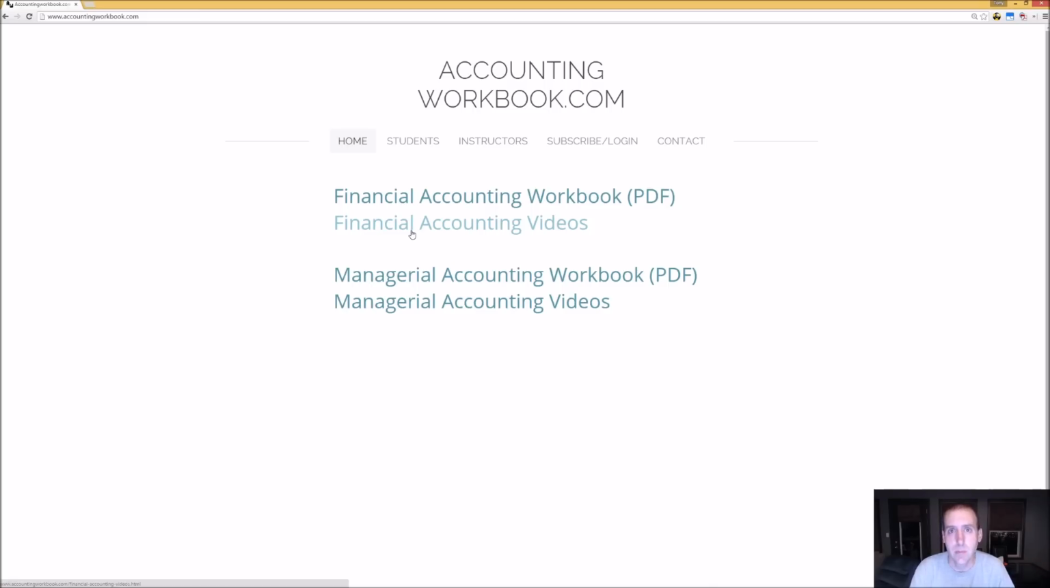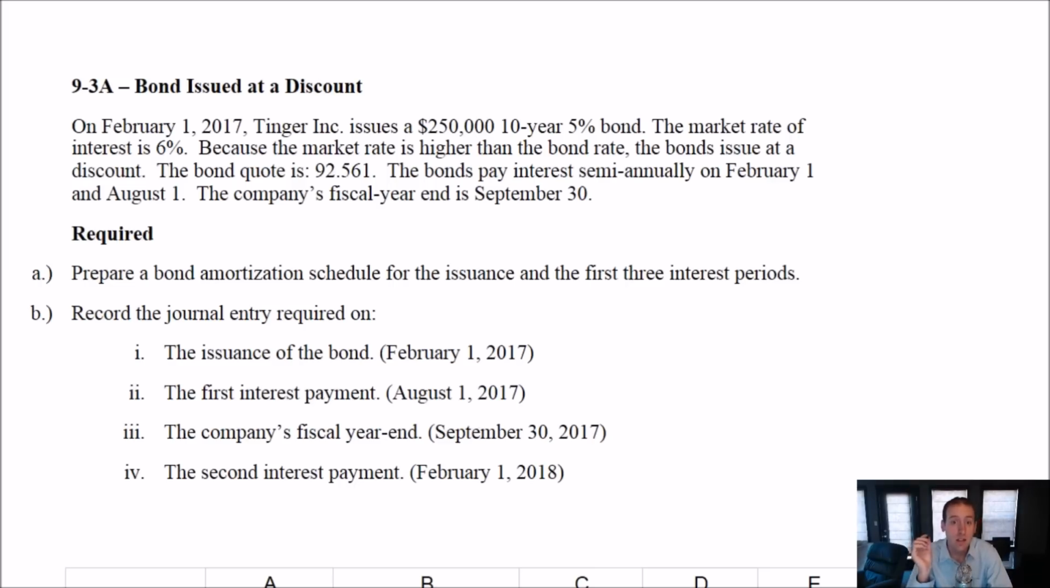All right, let's begin our problem. Let's examine problem 9.3a, bond issued at a discount. It says on February 1st, 2017, Tinger Inc. issues a $250,000 10-year 5% bond. The market rate of interest is 6%.